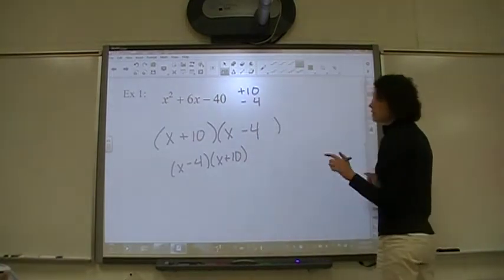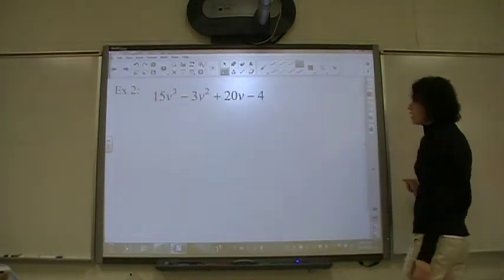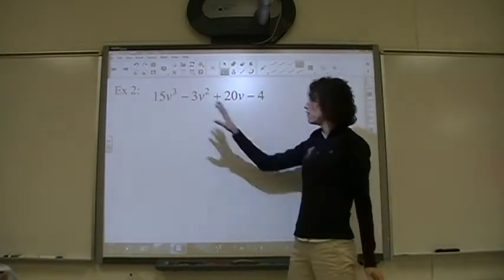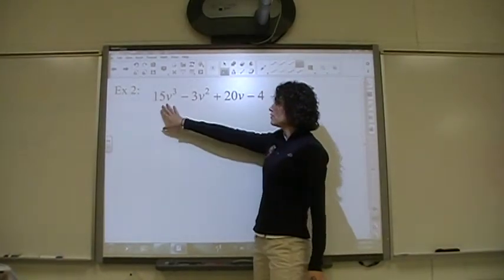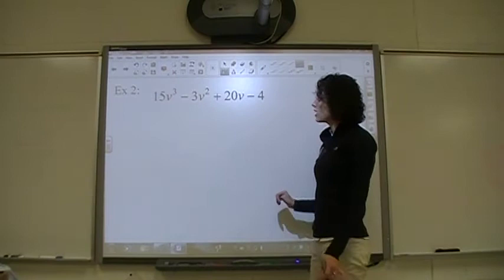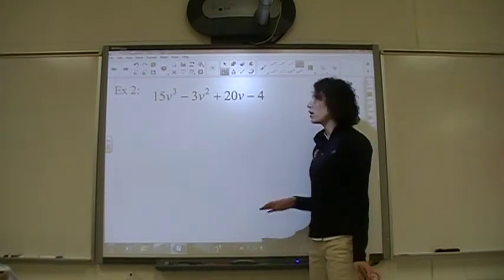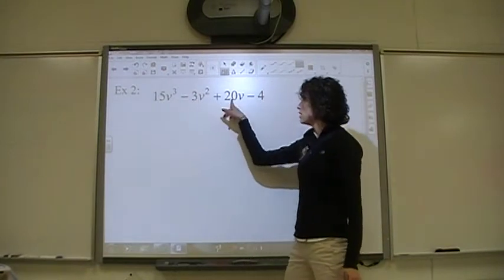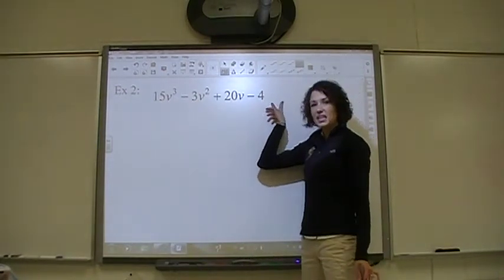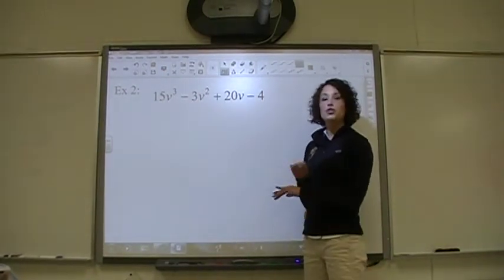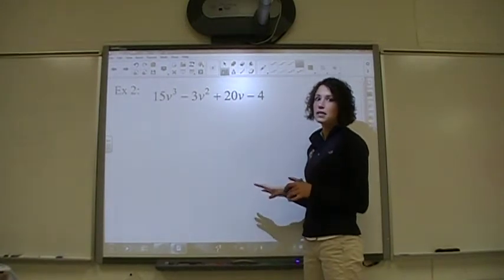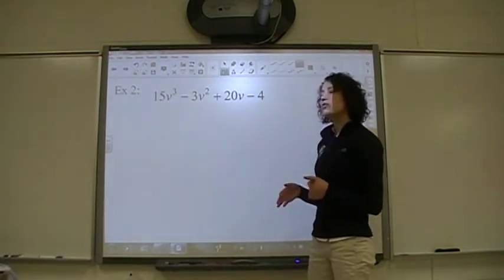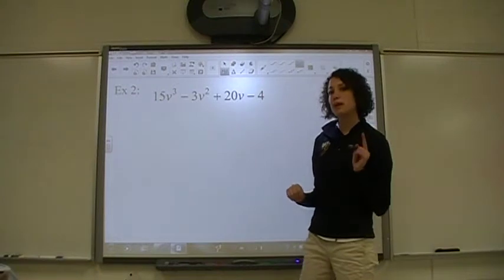All right, let's look at a little bit tougher example. Now let's say we have something like this. We have 4 terms, okay? 15v cubed minus 3v squared plus 20v minus 4. Now what you want to do is first look at all the numbers. 15, 3, 20, and 4. You cannot take the same thing out of all of them, so you cannot factor out a greatest common factor. So instead, whenever you have 4 terms, you want to factor by grouping.